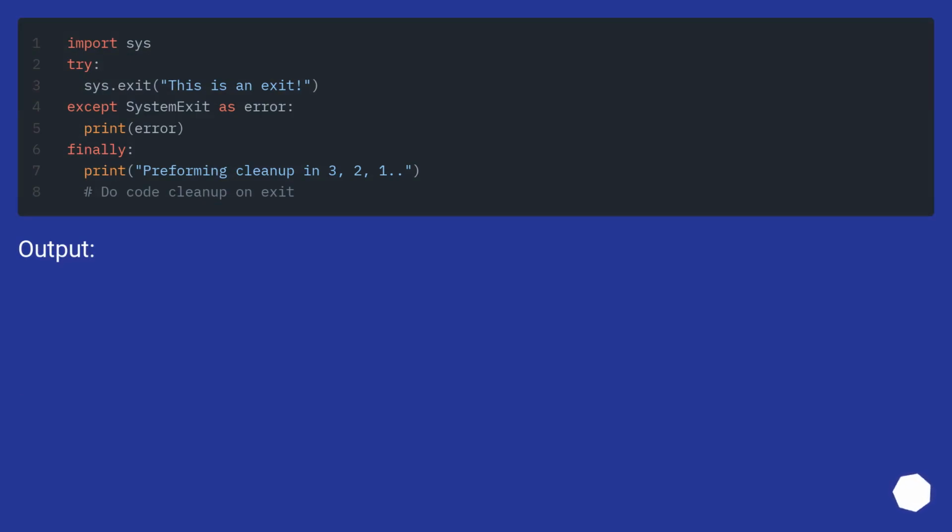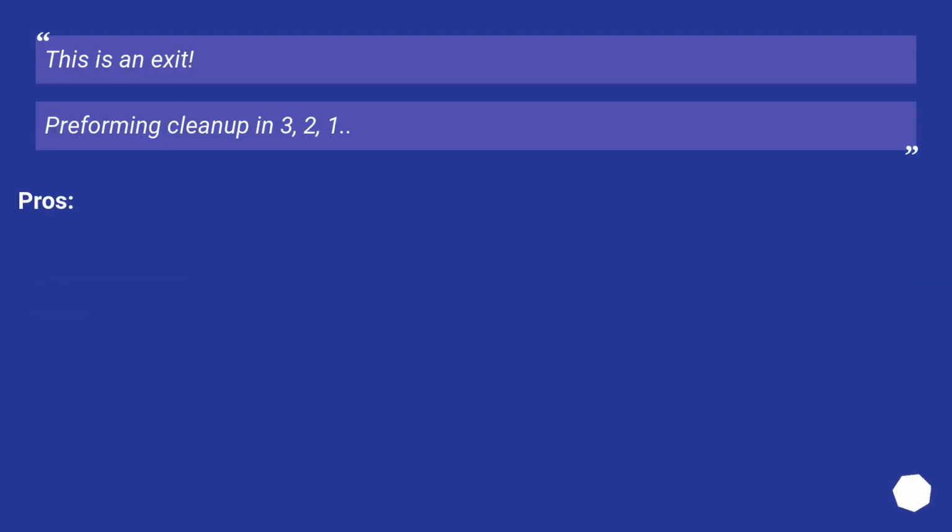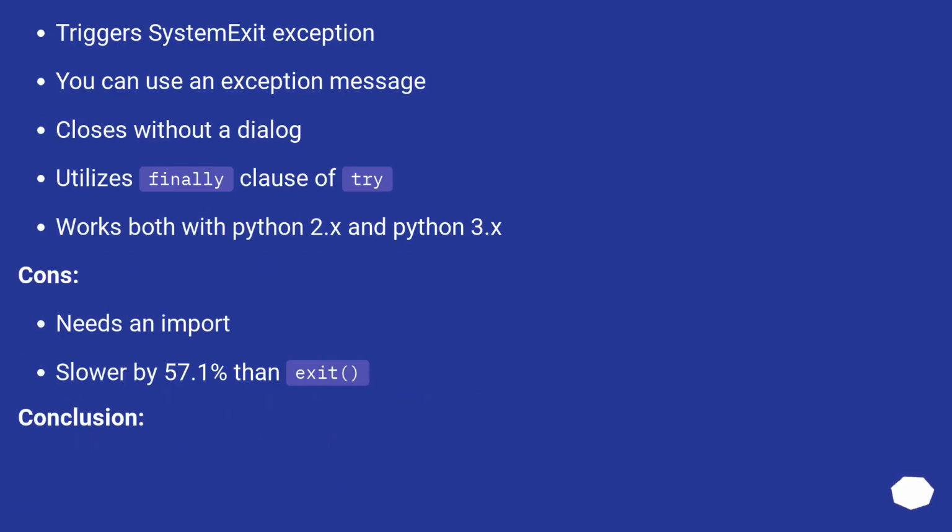Output. This is an exit. Performing cleanup in 3, 2, 1. Pros. Triggers SystemExit exception. You can use an exception message, closes without a dialog, utilizes finally clause of try, works both with Python 2.x and Python 3.x. Cons. Needs an import, slower by 57.1% than exit.